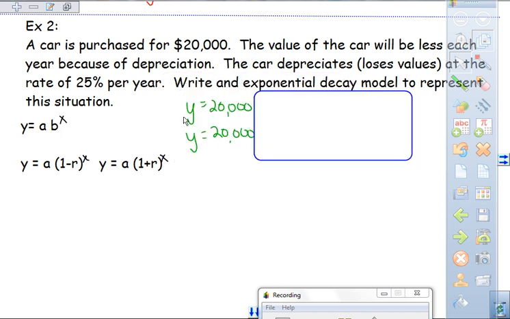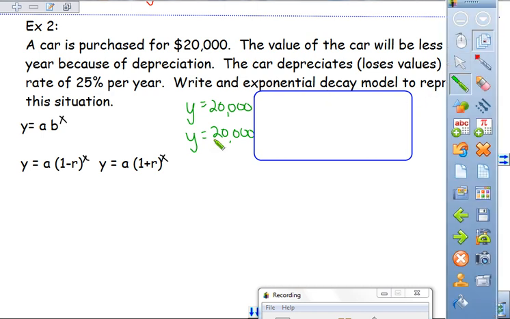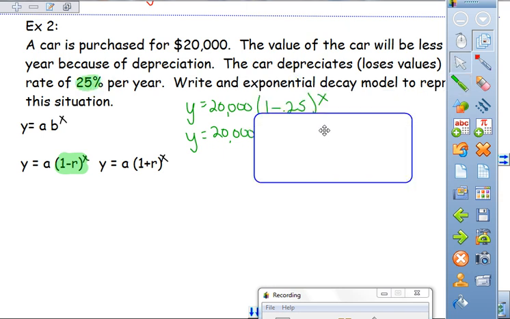But then we have to figure out what our depreciation rate is. So we lose 25%. But what percent of the value does the car keep? So if we lose 25%, it keeps 75%. And that's what's happening with this piece right here. We have to do 1 minus the R value. So that gives us our rate.